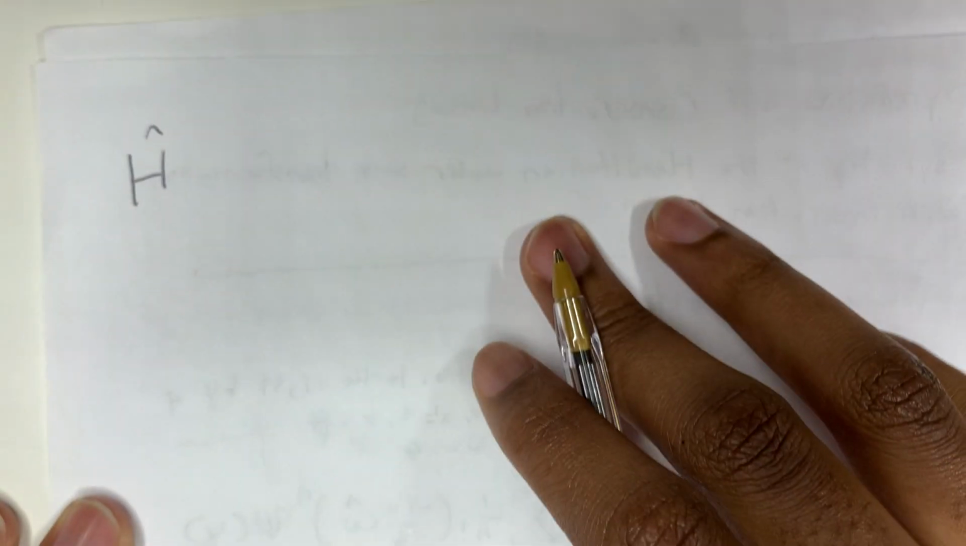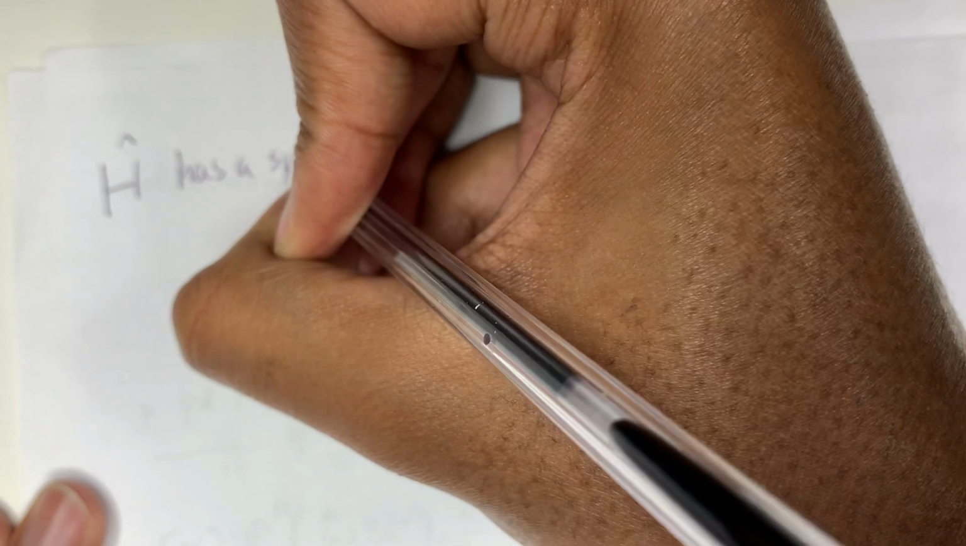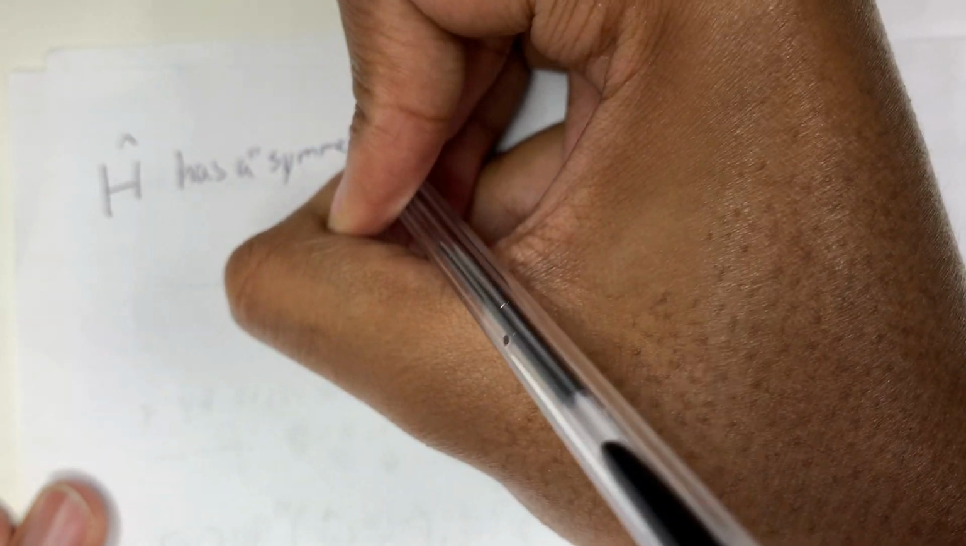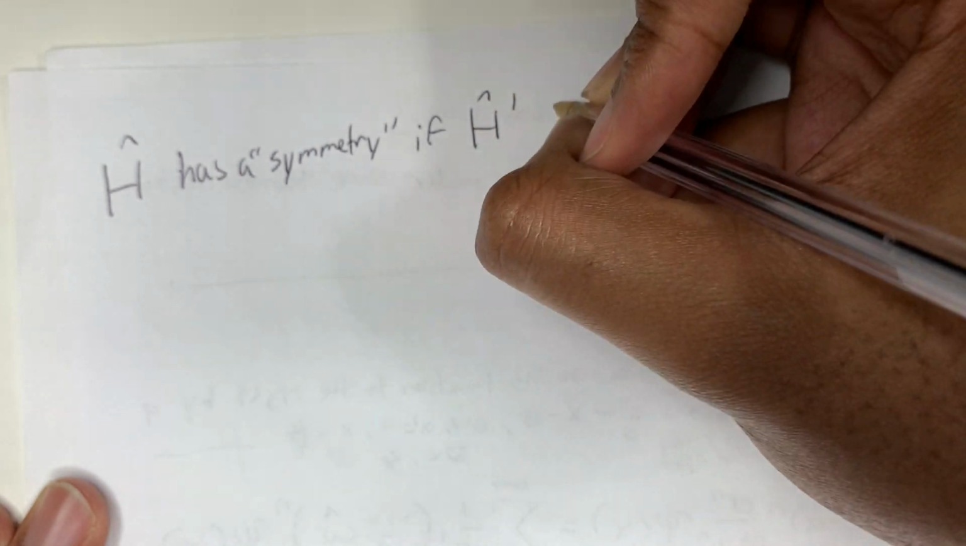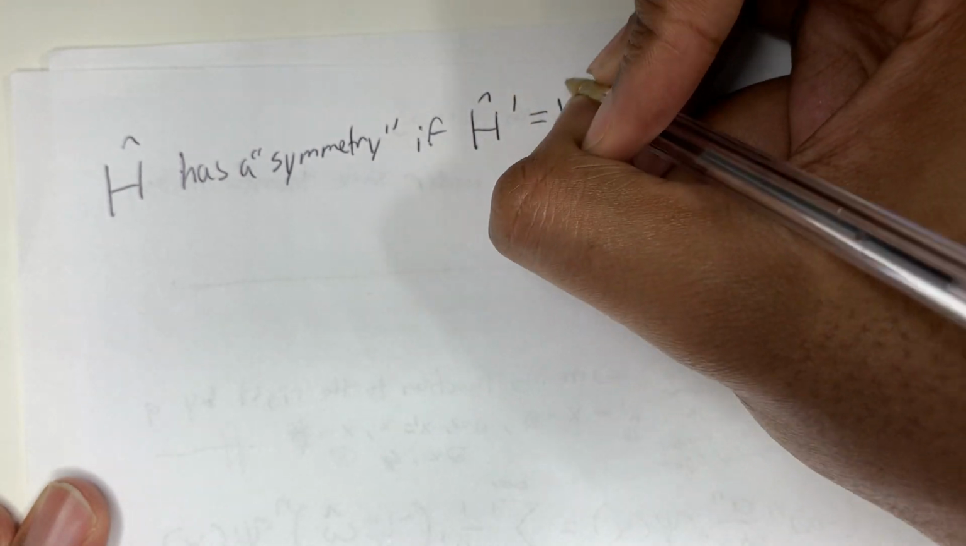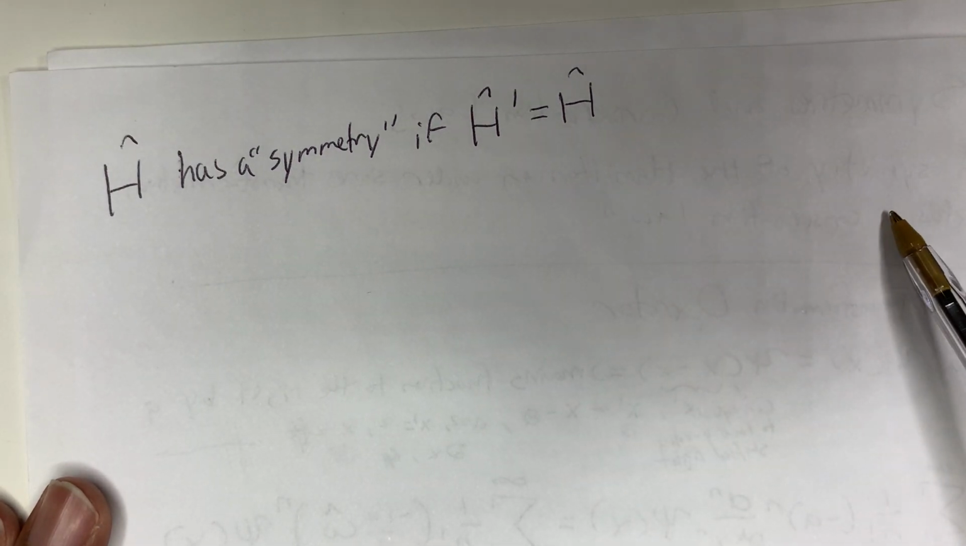So, let's define a couple of things. We say that the Hamiltonian, h hat, has a symmetry, or a system is symmetrical, if the translated Hamiltonian is the same as our original Hamiltonian. That's what we mean by symmetry in physics. Translated Hamiltonian is the same as our original Hamiltonian. Okay.